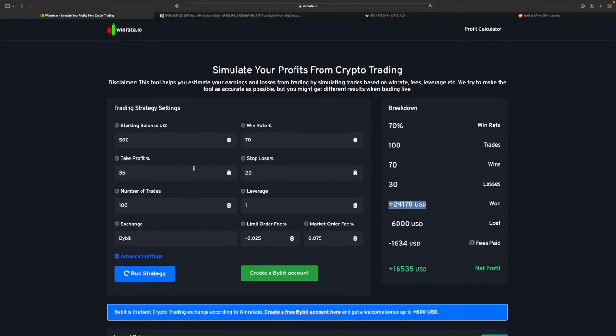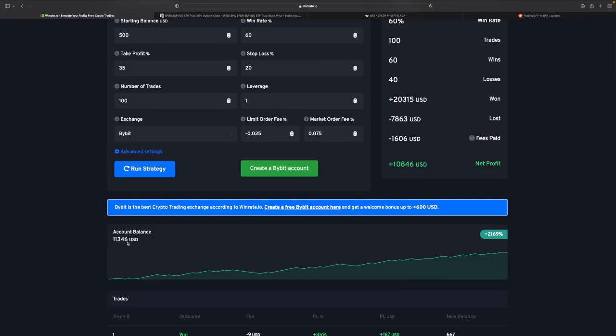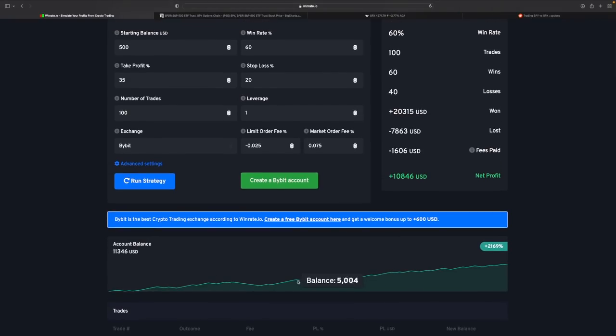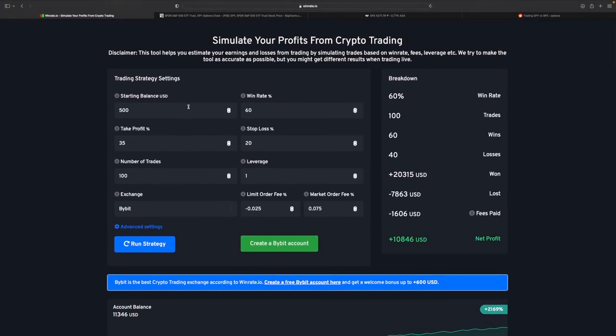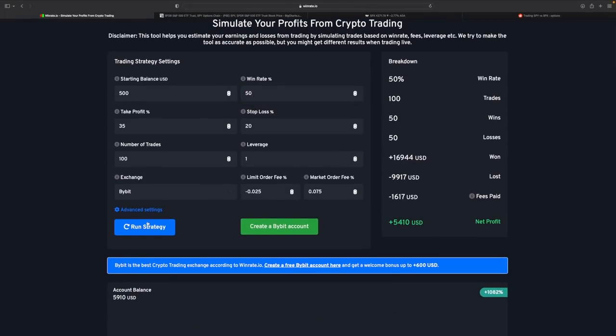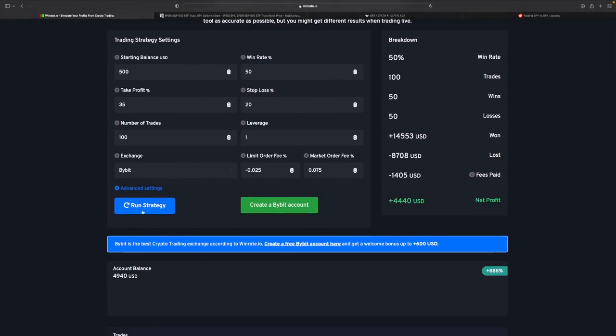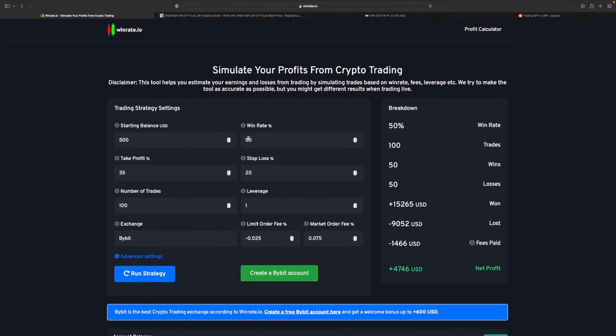Now you can tweak this according to yours. Let's say your win rate is not that good, it's only 60 in this case, but everything else remains the same, right? And you run this strategy, you still win. 2,000% profit, you're still winning. And now if you keep the win rate at 50%, let's see what happens. Let's run this strategy a couple of times. Even then you are winning. So half of the trades are wrong and you're still winning.